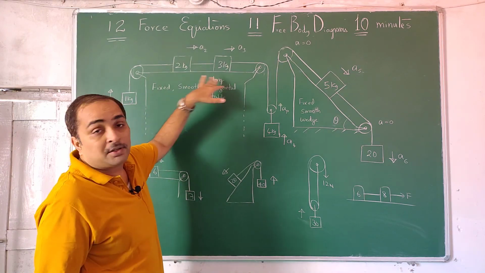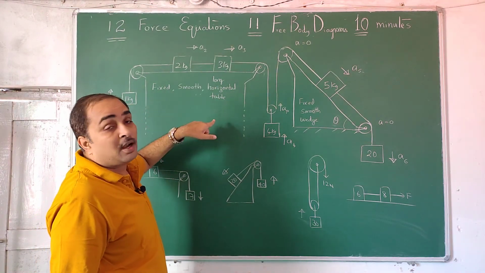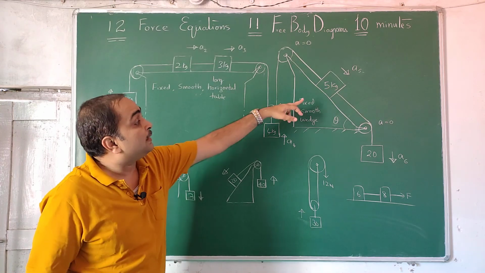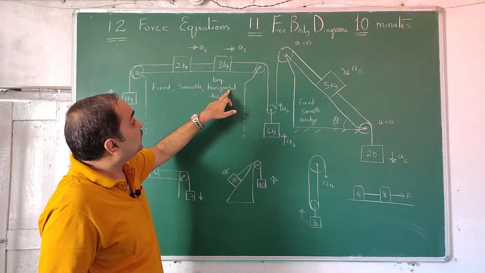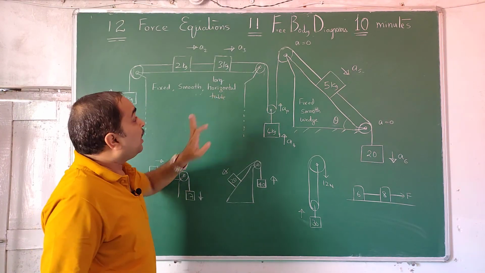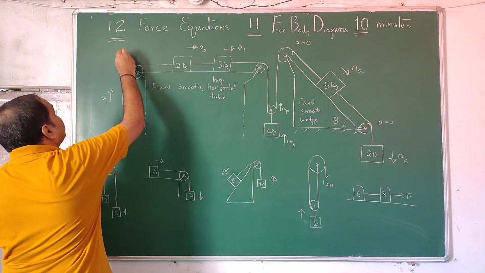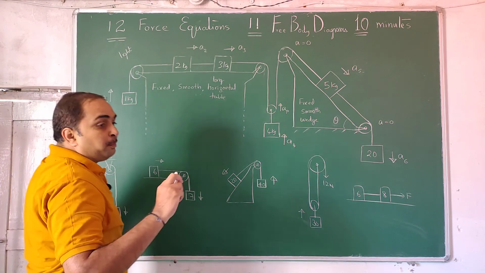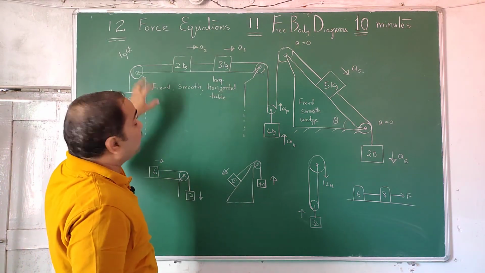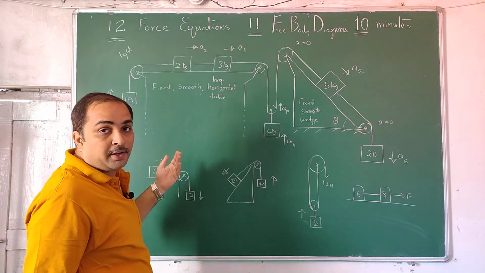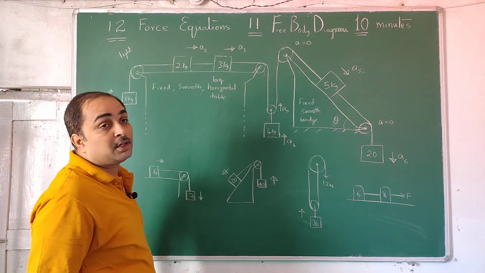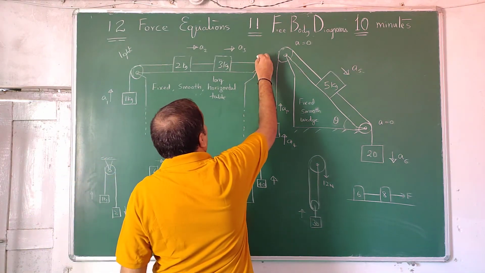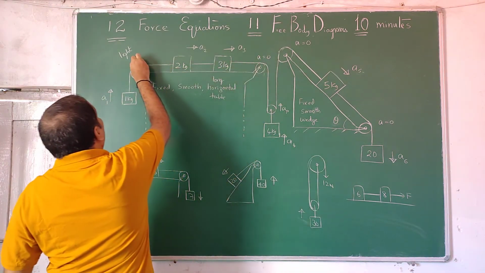If I don't keep this horizontal, then weight cannot come vertical. It will come inclined. So it should be clearly mentioned it is a horizontal table. And all pulleys are light and smooth. Light, otherwise, to rotate the pulley, some part of the force would have to be considered on that. So pulleys which are at rest, a equal to 0, a equal to 0.